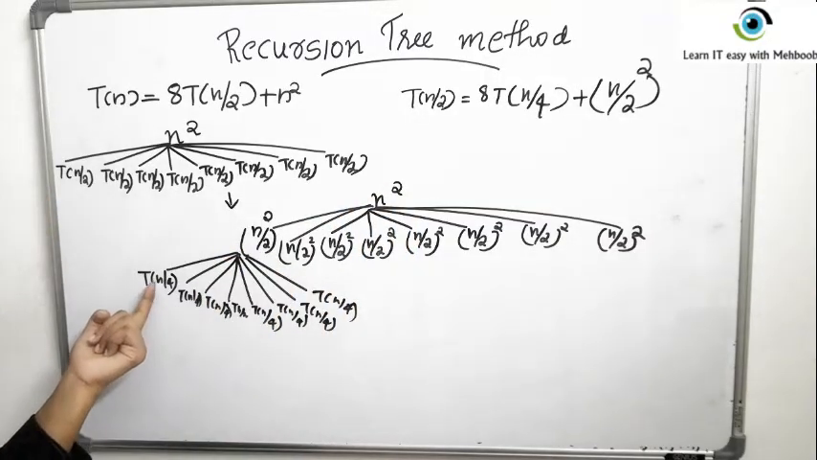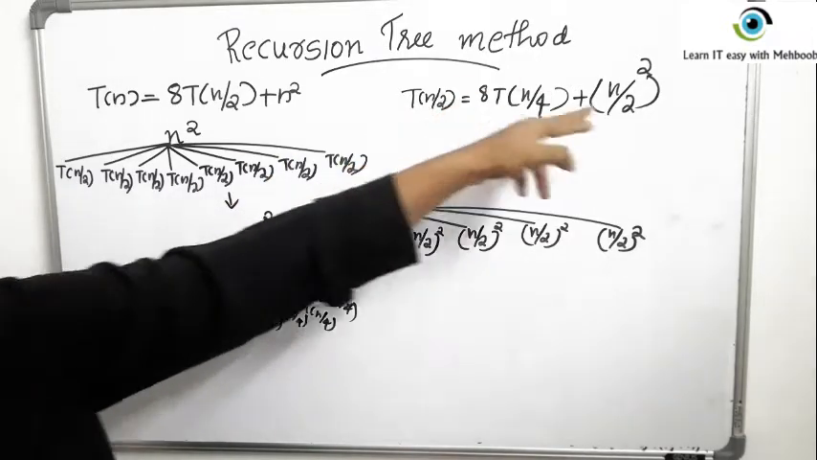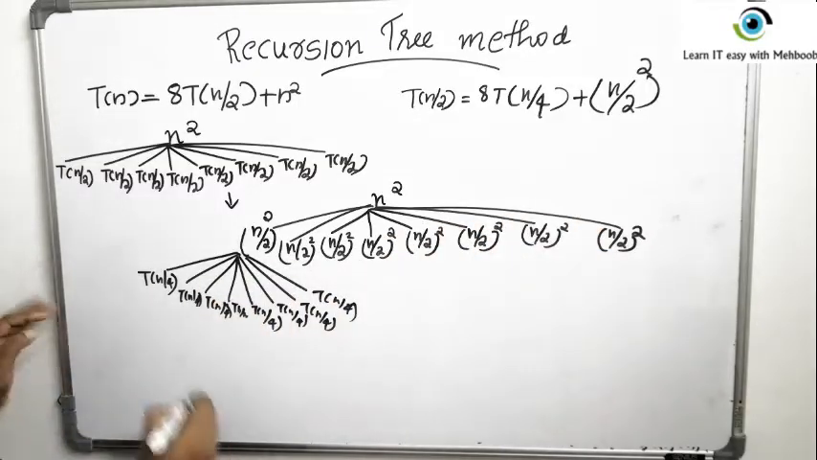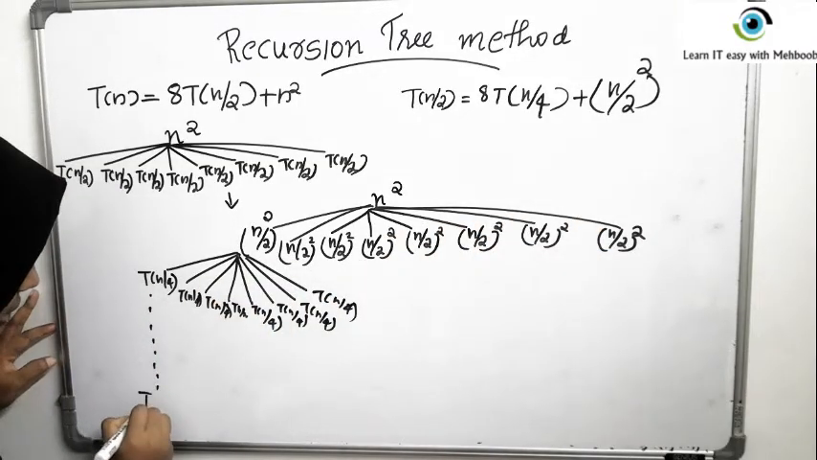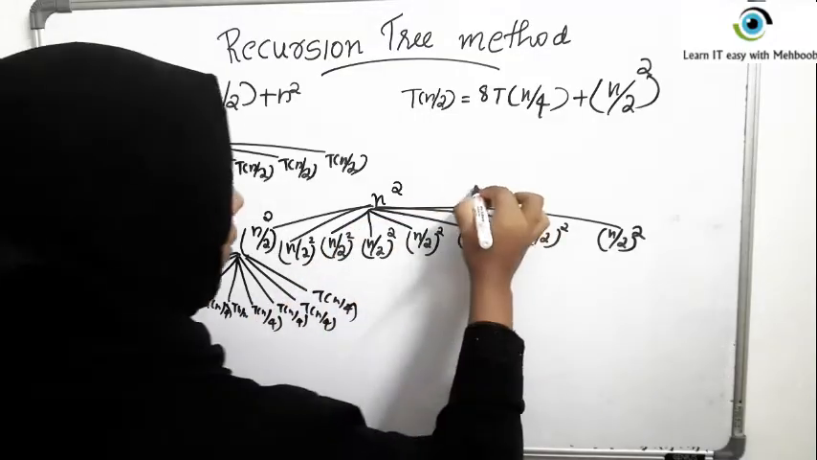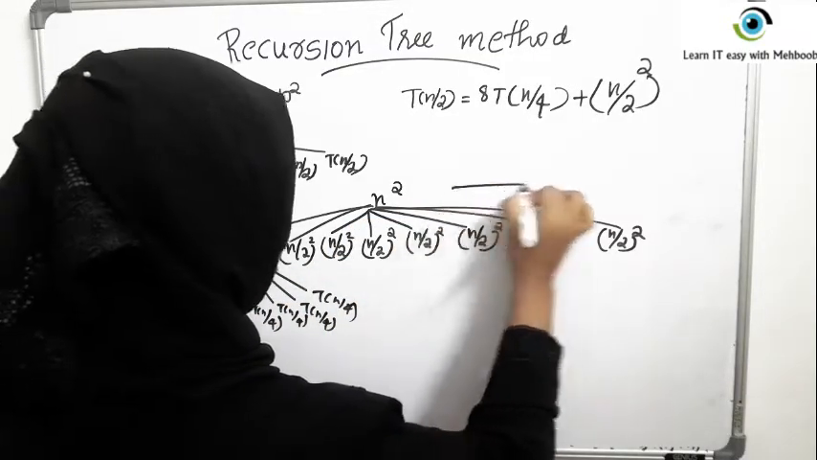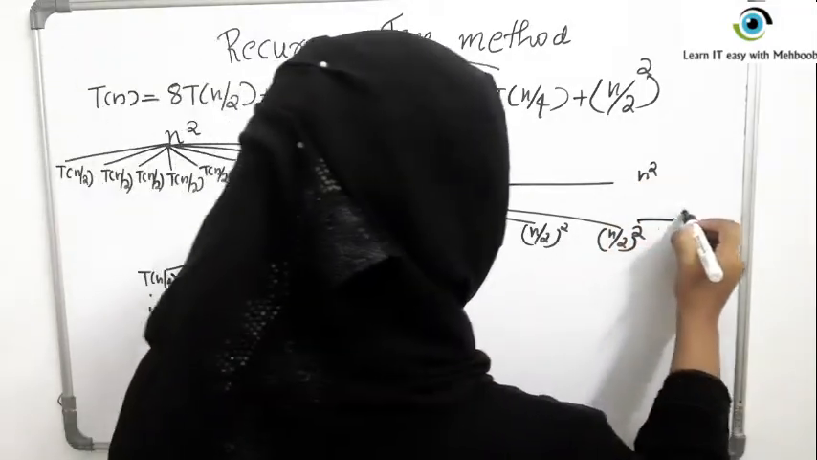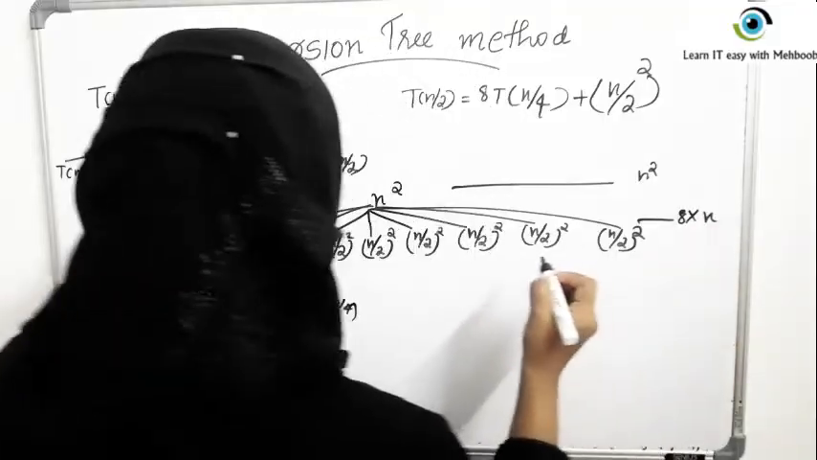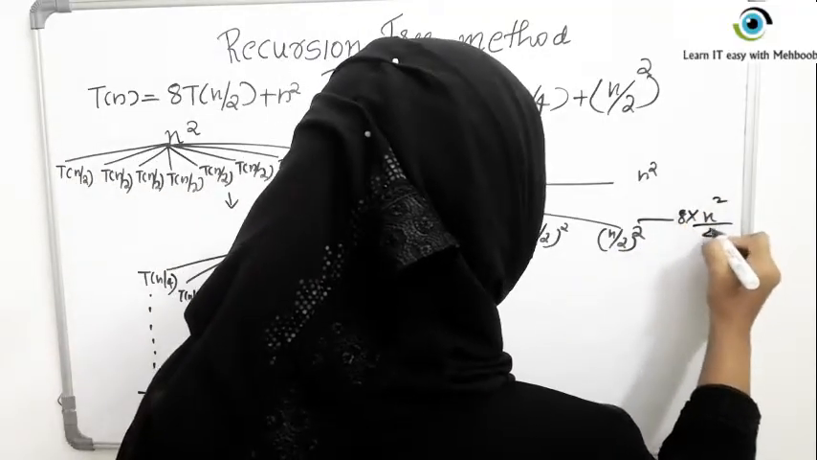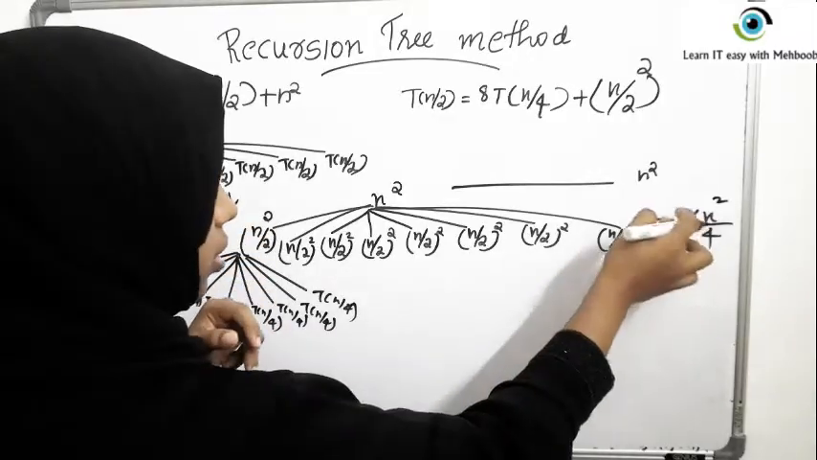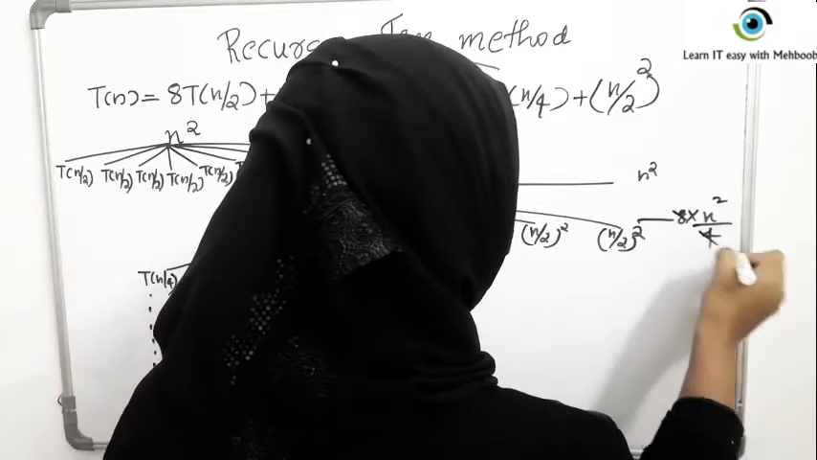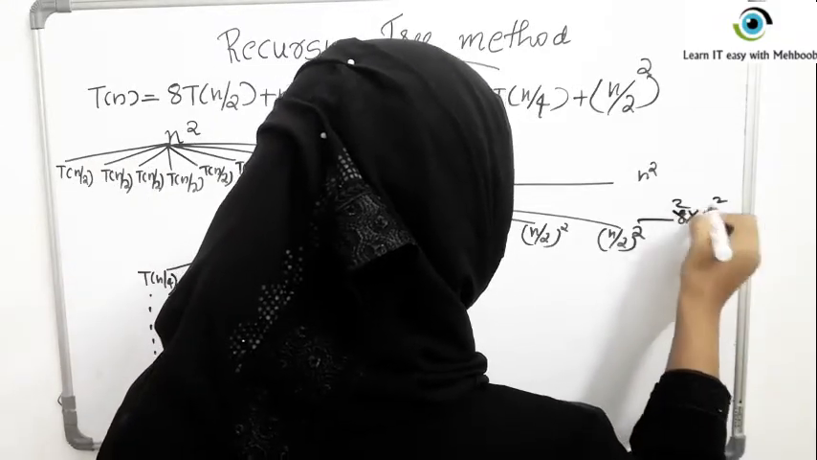Now definitely when you expand t of n by 4, this root node will be n by 4 the whole square, isn't it? So at some point it will go on like this and will reach t of 1. That is, at this level it was n square. At this level it is 8 into n square by 4, isn't it? So that is 8 into n square by 4, that is n by 2 the whole square. So when you divide this, you will get 2n square.